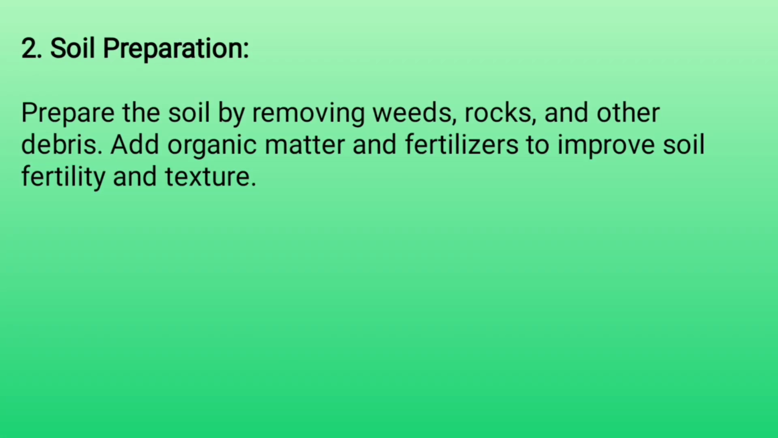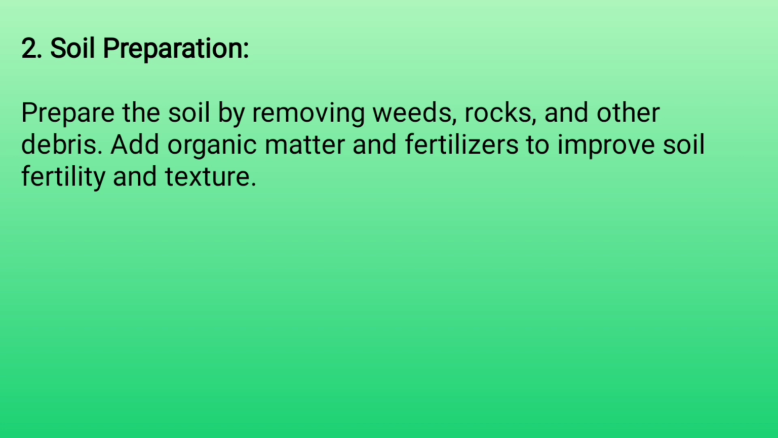Number two is the soil preparation. When you have selected the site, the second step is the soil preparation. Prepare the soil by removing the weeds, because unwanted weeds must be removed before cultivation. Remove the rocks and other debris in the soil and add organic matter and fertilizer to improve the soil fertility and texture. This is very important for good quality production from the soil, from the field, when you prepare the soil according to good agricultural practices, techniques and methods. Nowadays people use organic fertilizer and biofertilizer to improve the soil fertility and texture.